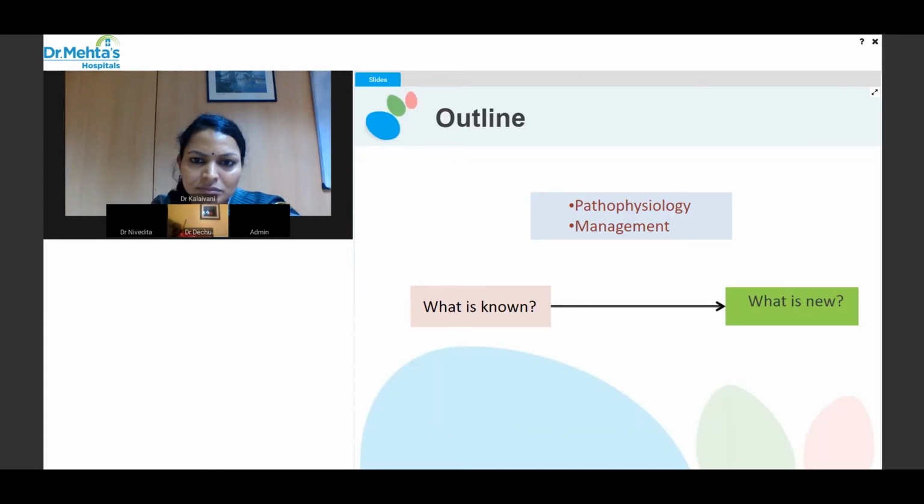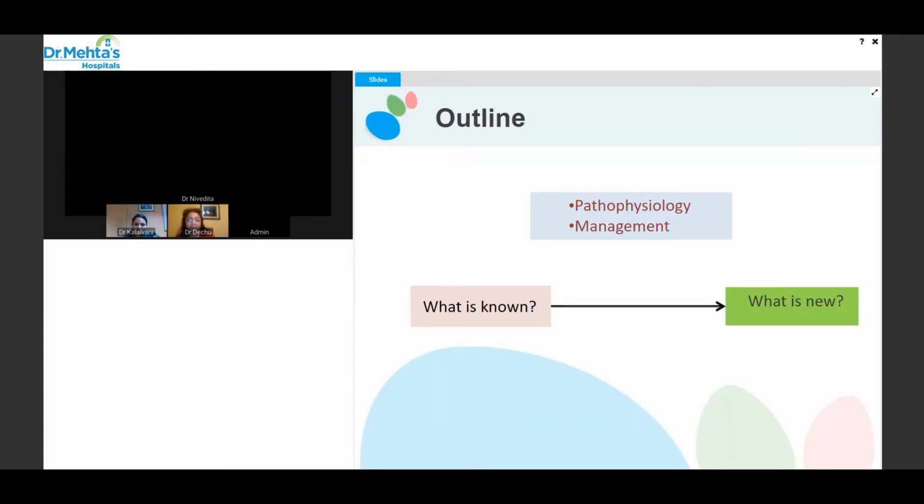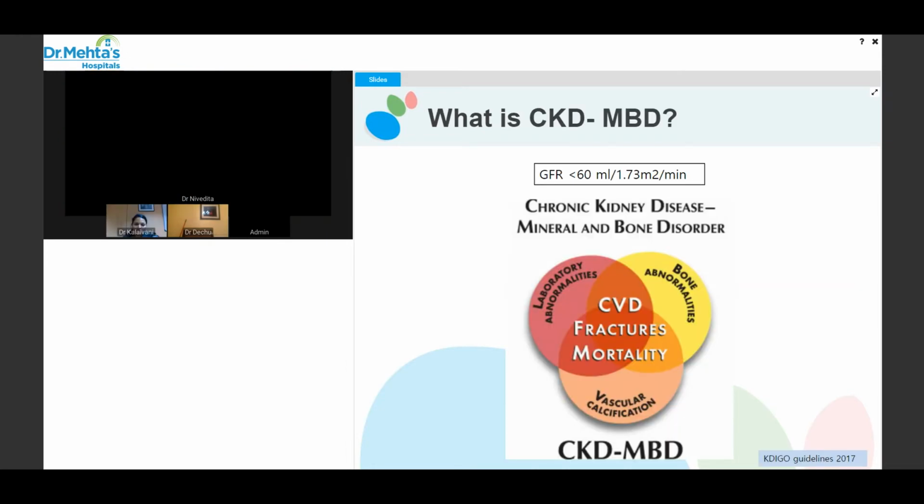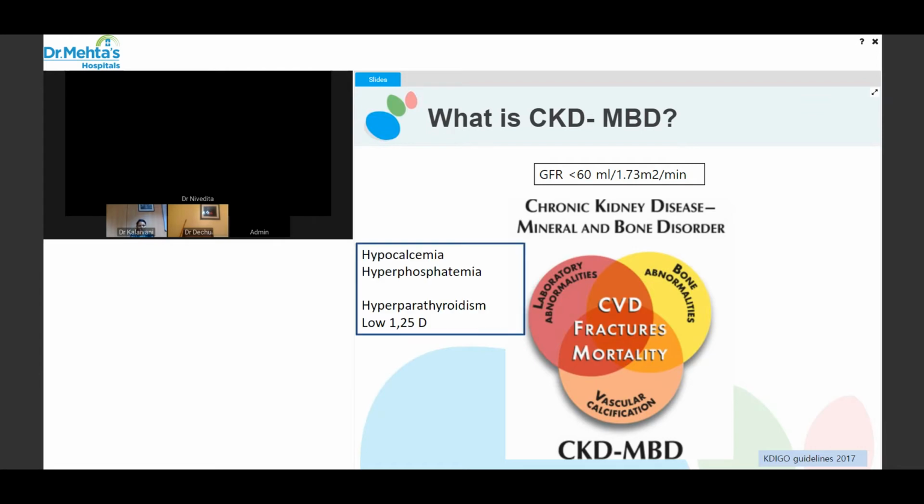I'll start with going from what is known about the pathophysiology and management of chronic kidney disease mineral bone disorders to what is new. In the next few minutes, we'll be looking at what is chronic kidney disease mineral bone disorder. And we know that it is now described by the KDIGO Guidelines 2017 as a combination of laboratory abnormalities that mainly encompass the abnormalities of calcium, phosphate, parathyroid, and vitamin D.